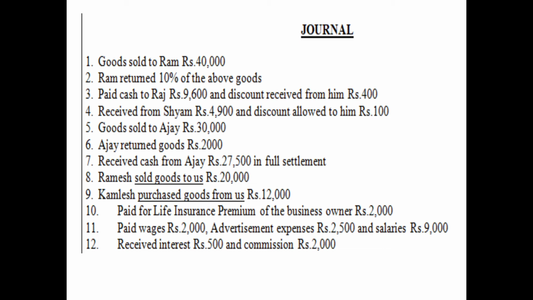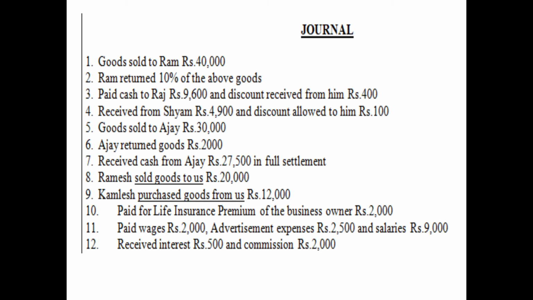So here, how much cash are we receiving? 27,500. So cash account will be debited by 27,500. And how much are we waiving off just to fully settle the account? 500 rupees, because 28,000 was due, but we are receiving 27,500. So this 500 which we are waiving off is a discount allowed for the business. It will carry a debit balance. So the entry will look like: cash account debited 27,500, discount allowed account debited 500, to Ajay 28,000.